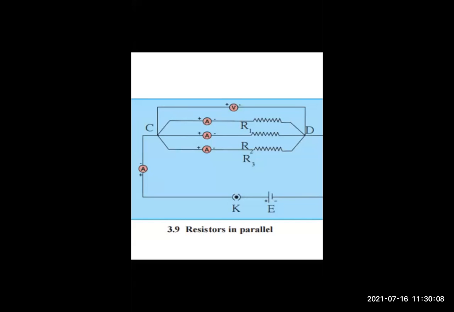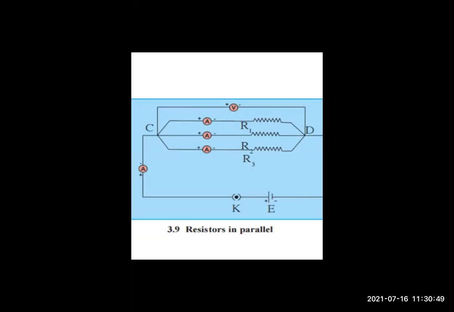According to Ohm's law, I equal to V upon R. So I1 will be V upon R1, I2 equal to V upon R2, I3 equal to V upon R3. Since V is constant, we are not writing V1, V2, V3. So here V gets cancelled, and what we get is 1 upon Rp equal to 1 upon R1 plus 1 upon R2 plus 1 upon R3.